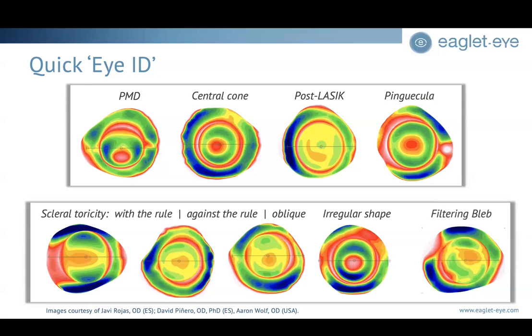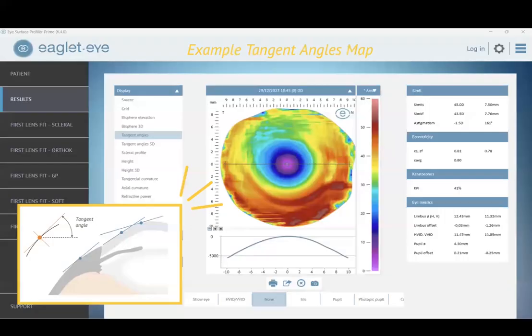Here's an example on the bottom of scleral toricity. We have with the rule, against the rule, oblique, and then a very irregular shape. And you can see we have those standard toric patterns, and then all the way over to irregular. And we can have very spherical scleras as well. So this is a cool figure just to see how easy it is to see the different variations in corneal shape and scleral shape all in one picture.